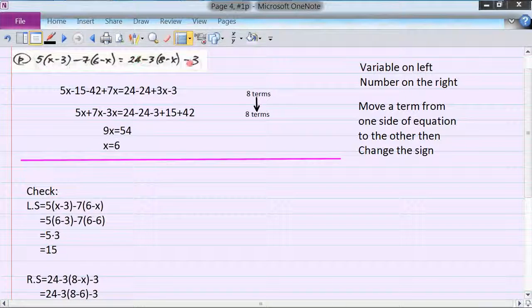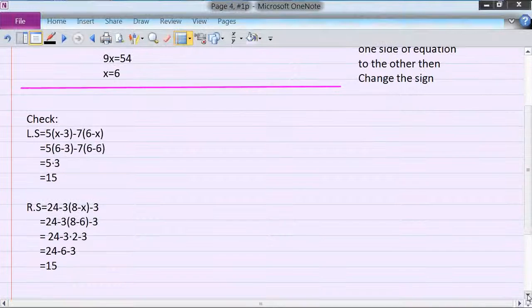Now I take the right side of the equation, rewrite it, and I replace the x with the 6 right over here. So this part stays the same. 8 minus 6 is 2. 3 times 2 is 6. Becomes that. Minus 3. So I have 15 minus 24 minus 9, which is 15. The left side equals the right side.